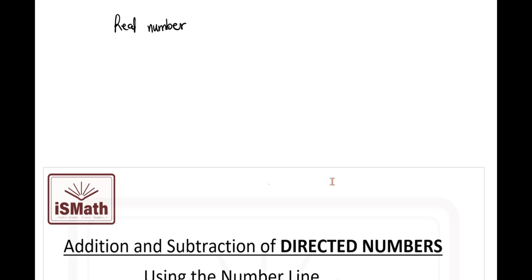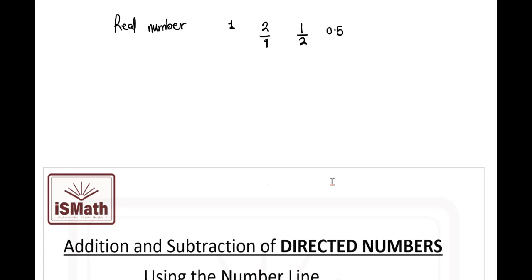A rational number is a number that can be expressed as a fraction. How about an irrational number? An irrational number is a number that cannot be expressed as a fraction. Examples of rational numbers are 1, which can be expressed as a fraction, 1 over 1. 2 is a whole number, we know, but it could also be expressed as a fraction, 2 over 1. Well, 1 over 2 is already a fraction, so it's a rational number.